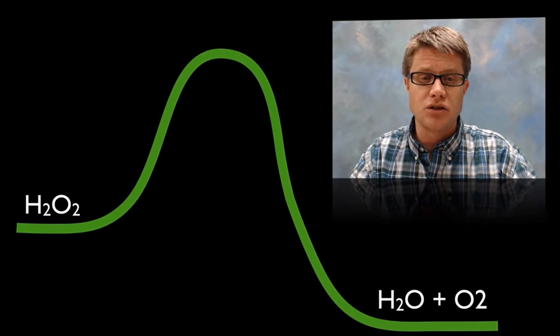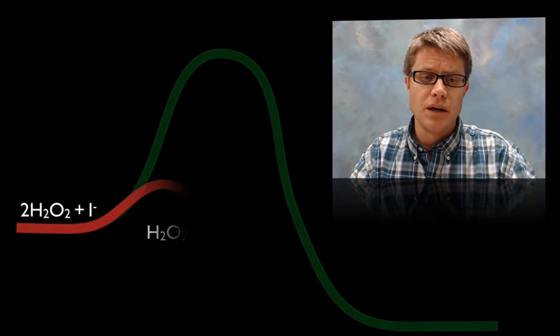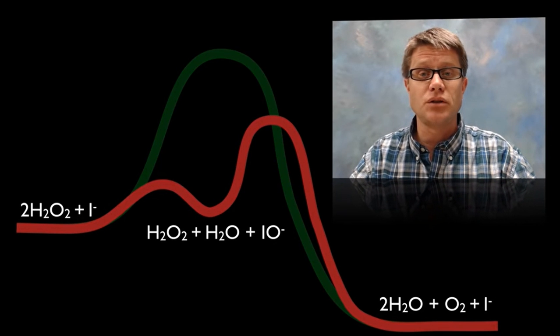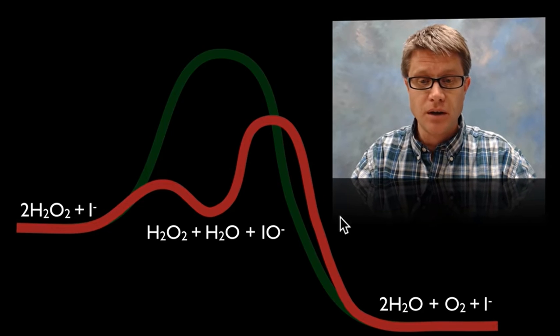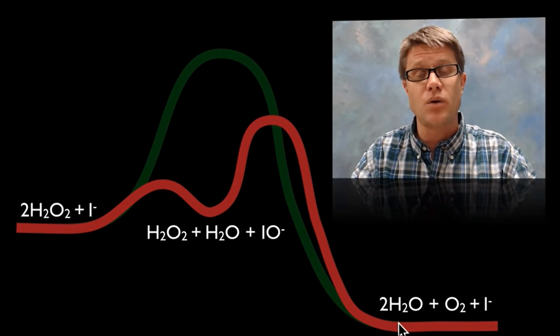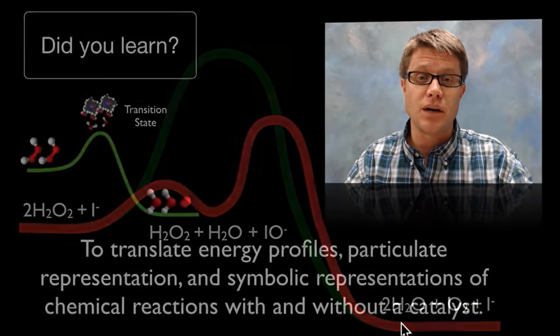Well, what does that look like in an energy profile? This would be our original energy profile. We've got reactants on one side, products on the other. But if we look at this two-step process, we're actually lowering the overall activation energy by doing two steps. In the first step, we're freeing up that oxygen, then we're bonding it to the other hydrogen peroxide to make water. And so we've lowered the overall activation energy of that reaction.